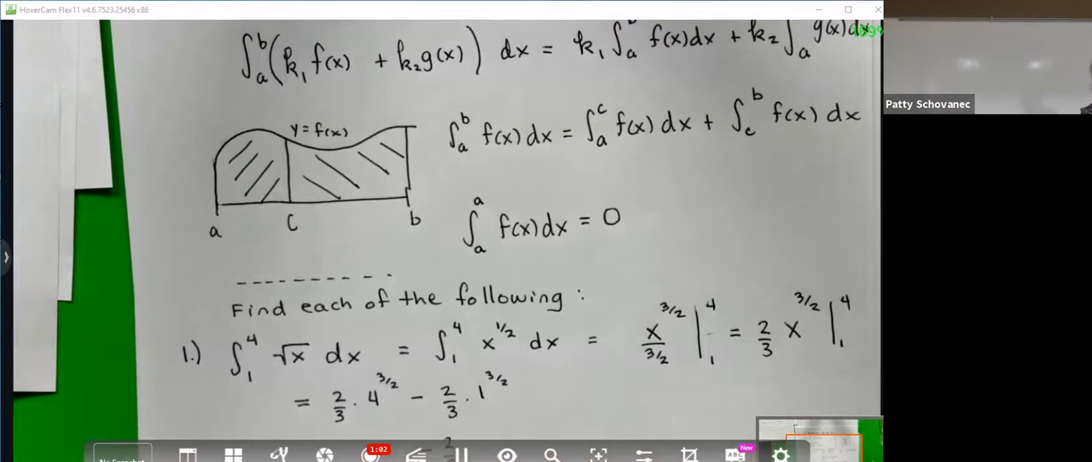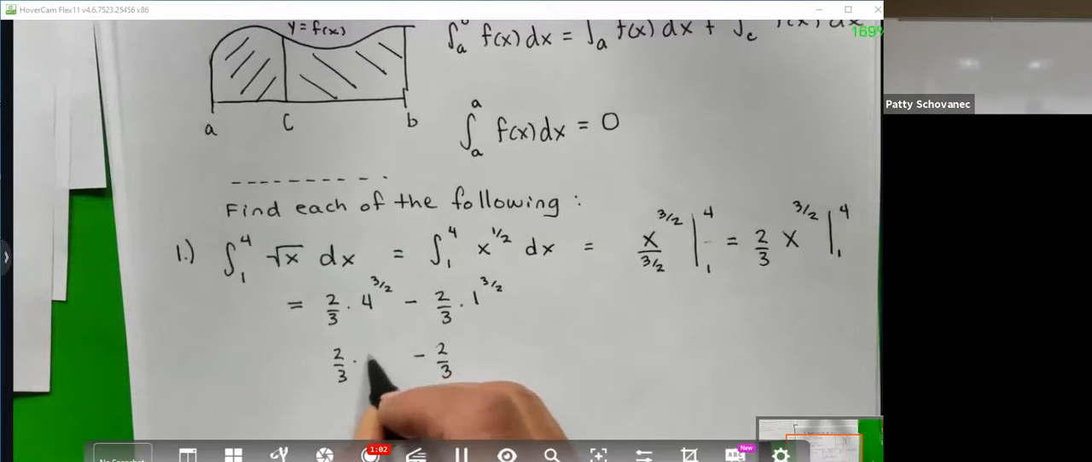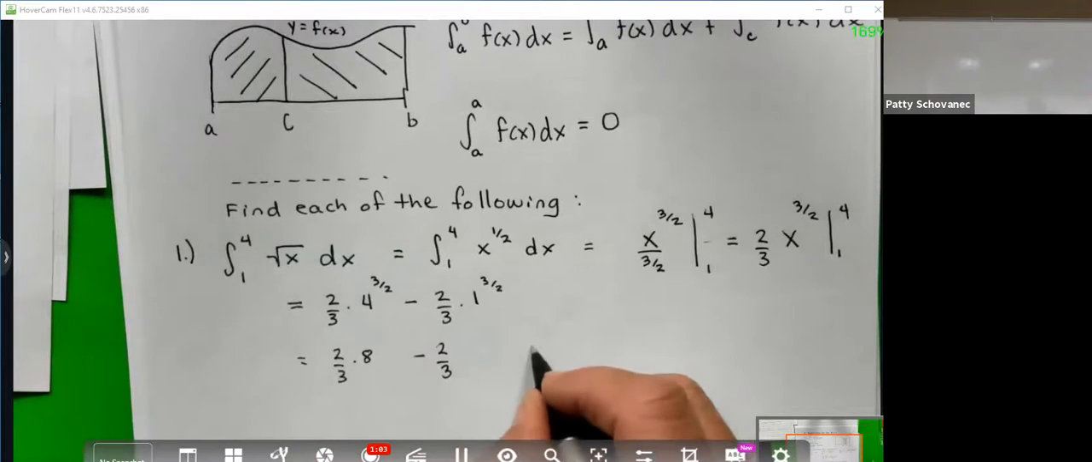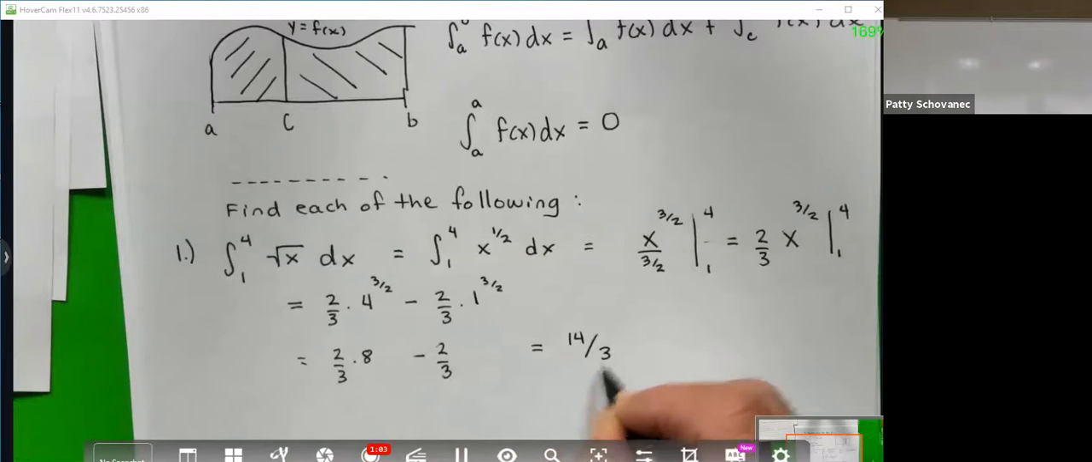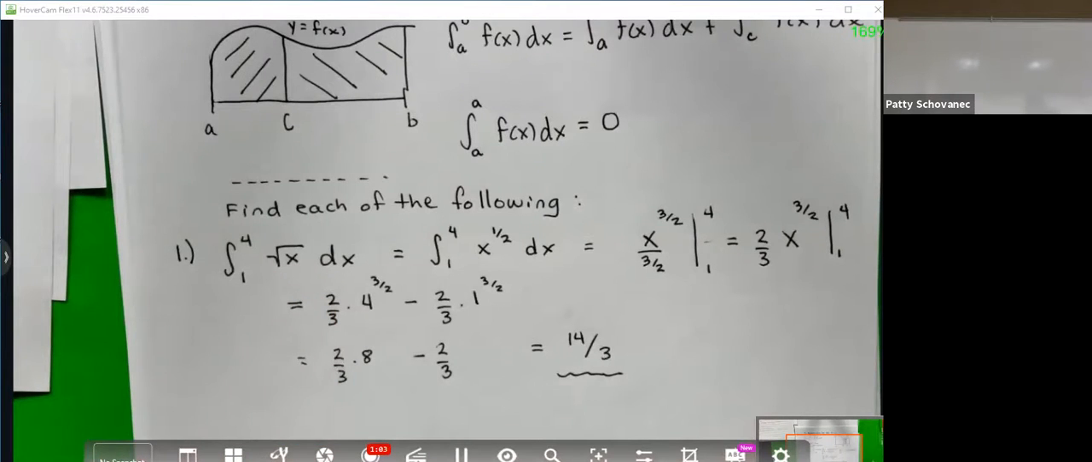Help me out with 4 to the 3/2. What is a 3/2 power? Okay, you can raise it to the 3rd power and then take the square root, or the other order, take the square root, then the 3rd power. It's easier for me to take the square root first. Square root of 4 is 2. 2 cubed is 8. So I have 16/3 minus 2/3 gives me 14/3. Okay, so when your antiderivative is of a function that's above the x-axis, then you can interpret that as area.